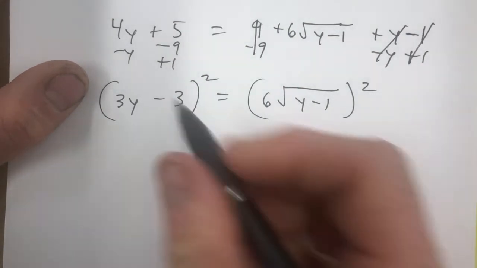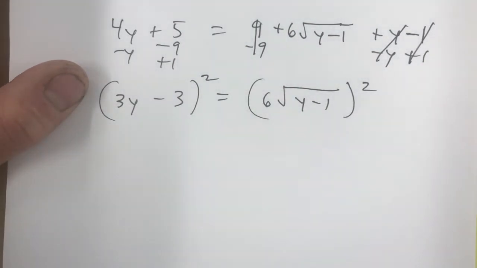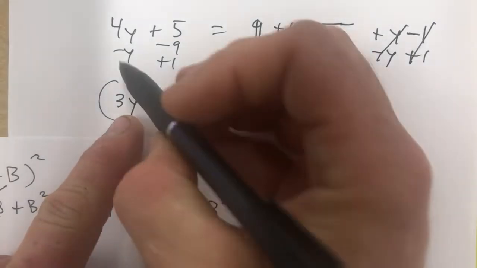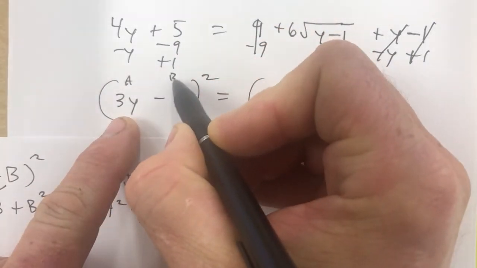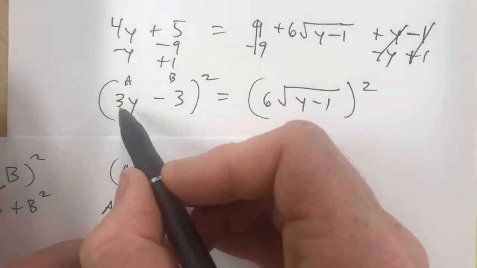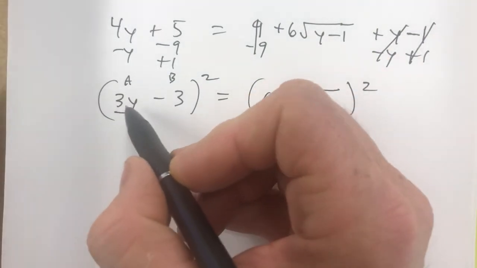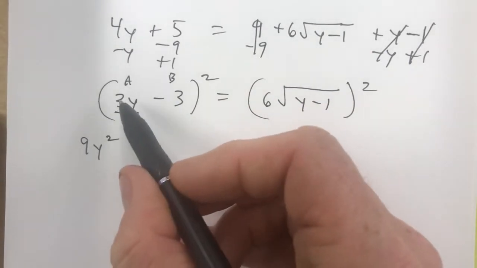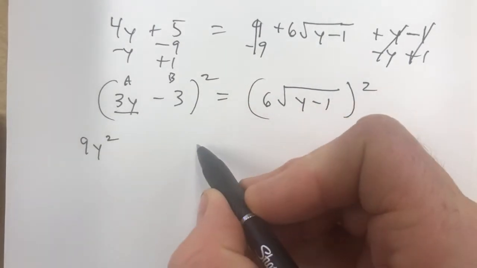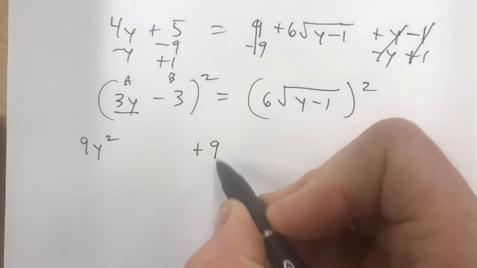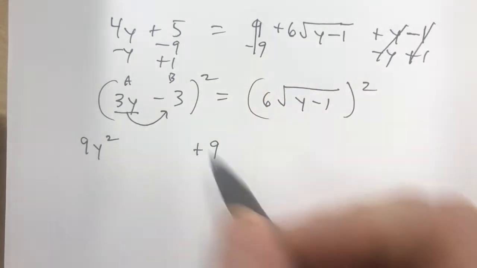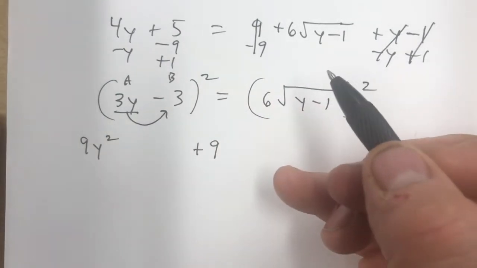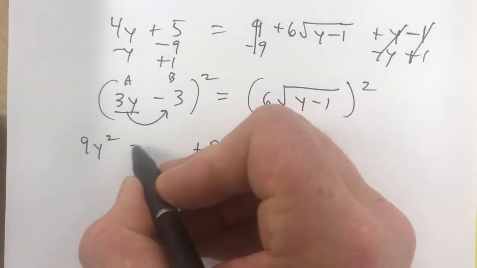Okay? So when I square here, well, here you go again. We got this time a minus b squared. So here's my a, and there's my b. So I'm going to square this. So when I square the 3y, I square the 3, which is 9. I square the y. There's what I get when I square the a. I square the b, which would be a positive 9. Then I multiply these together and double it. So 3y times negative 3 would be negative 9y. Double that would be negative 18y.